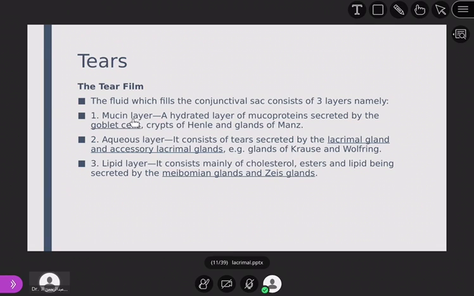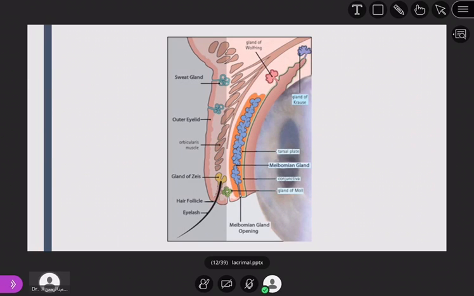Okay, we just explained that. This is just a photo for you. Here we have the eyelash.